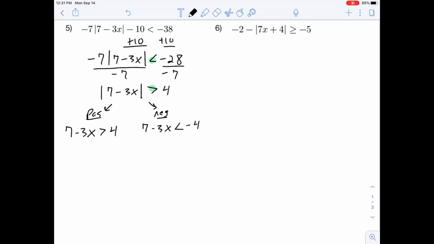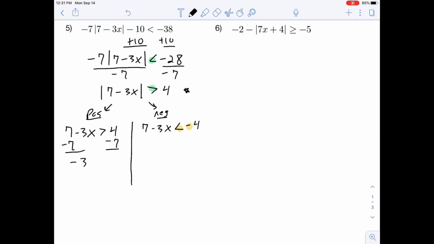I know we flipped it over here. We flipped the symbol because of the negative, but now we're setting up the negative case. So again, we have to go ahead and flip that. So flip the symbol, change the sign. Now I'm ready to go ahead and solve these. So I'm going to subtract 7.